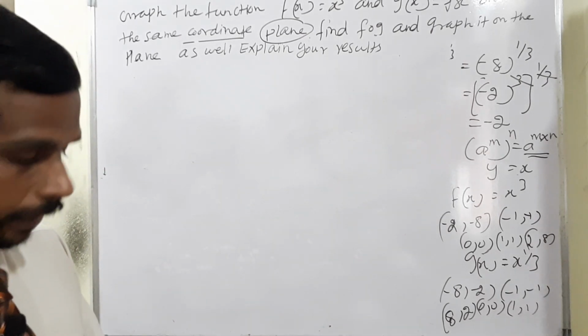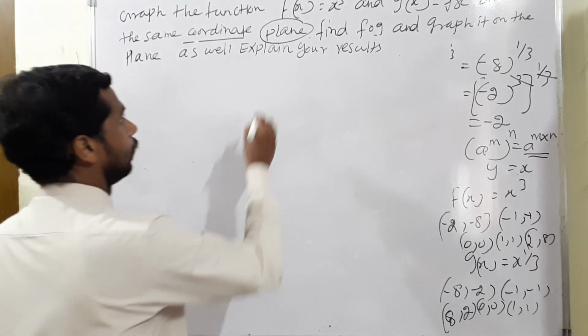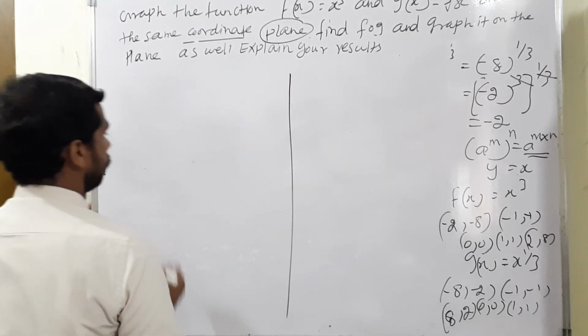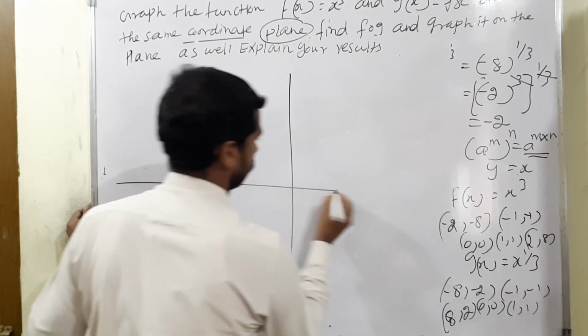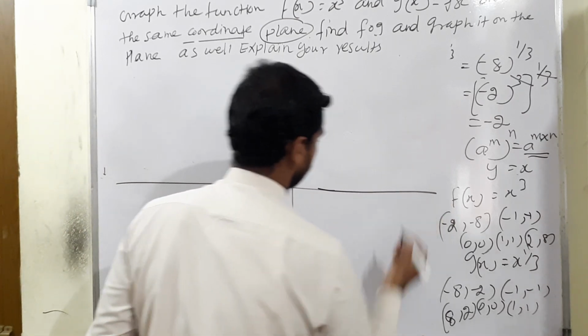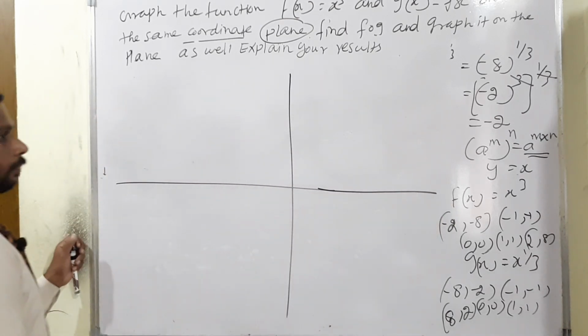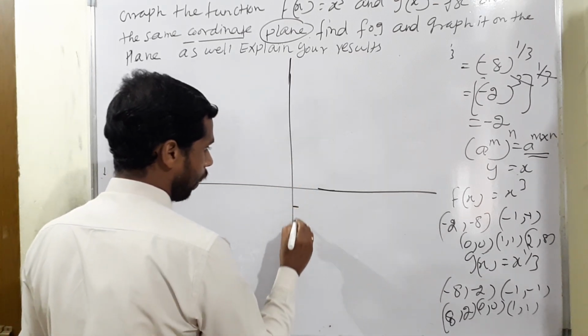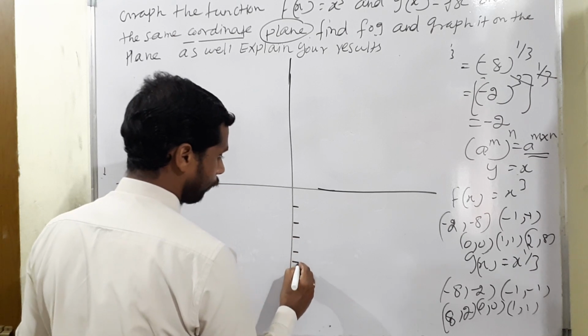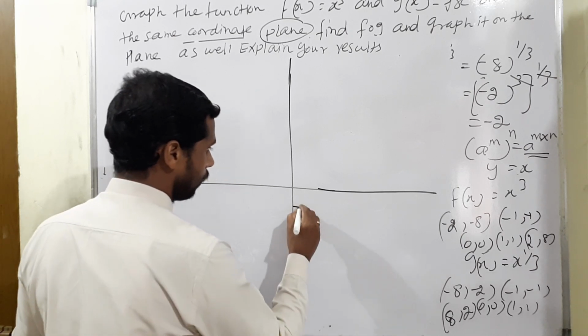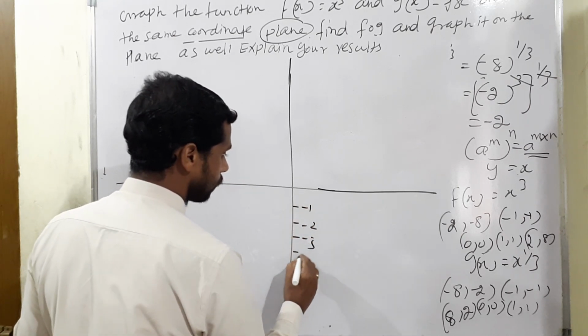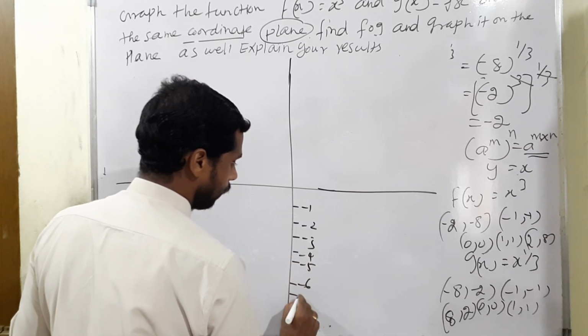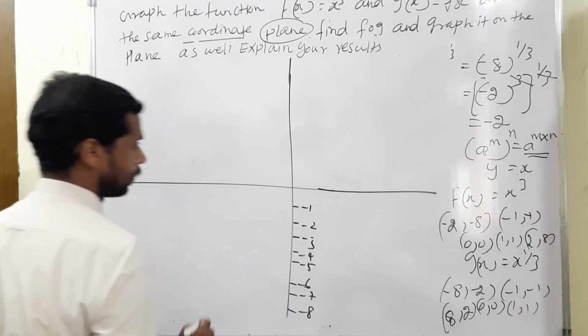Because we have to make the graph now. So now the condition also: 1, 2, 3, 4, 5, 6, 7, 8, and minus 1, minus 2, minus 3, minus 4, minus 5, minus 6, minus 7 and minus 8.